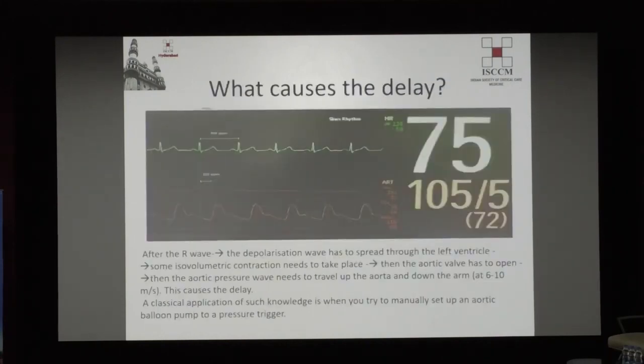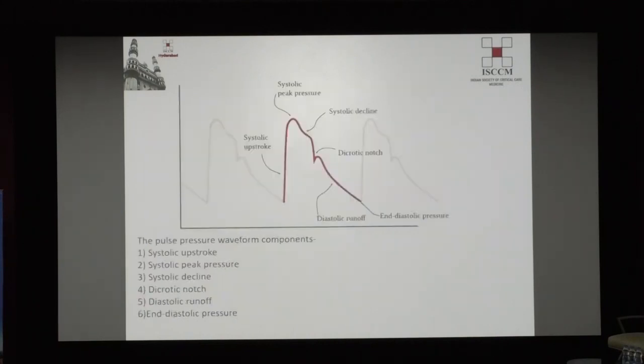The delay is because after the R wave, the depolarization wave has to spread through the left ventricle, and some isovolumetric contraction needs to take place, and then the aortic valve opens, and then the aortic pressure wave needs to travel up the aorta and down the arm. This causes the delay. Now, a classical application of this knowledge is to try to manually set up the aortic balloon pump to a pressure trigger.